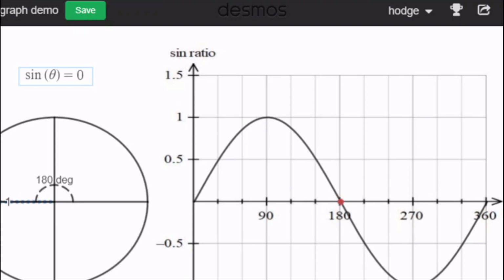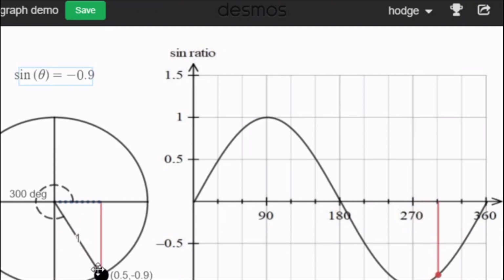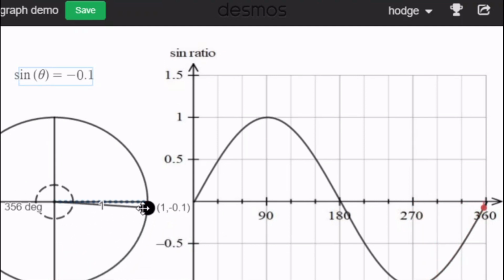As we keep increasing the angle, we go around the circle until we get to 270, and then the sine ratio is -1. At that point, as we continue to increase the angle, the sine ratio gets back up to 0, and then if we went around again, we would just repeat the same thing.